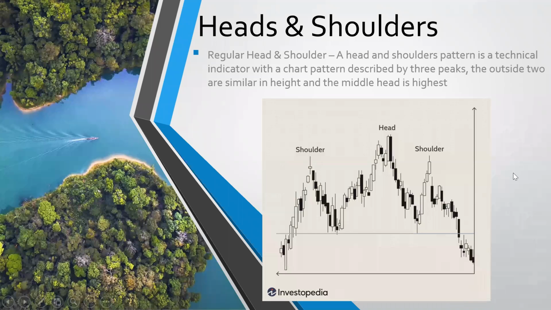One of the other indicators that I just want to show, it's important to know the significance, is heads and shoulders. So a regular head and shoulder pattern is a technical indicator with a chart pattern described by three peaks: one on the left side, a shoulder, and one on the right side, a shoulder. These shoulder values don't have to be the same or exact. It could be slightly lower or higher on either side of the head. And the middle head is the highest.